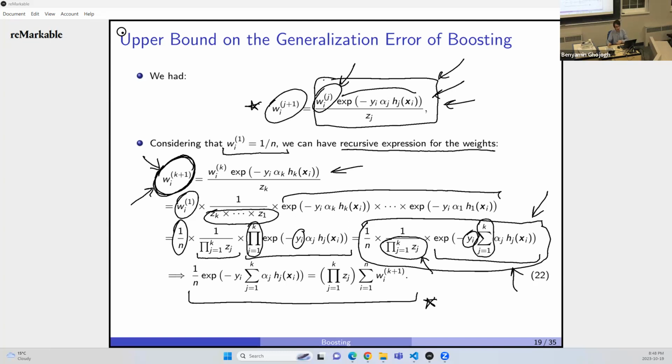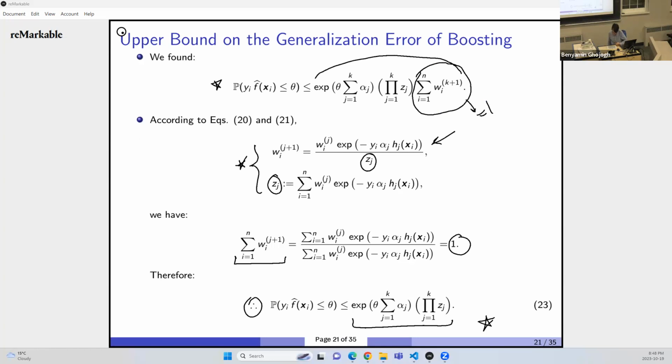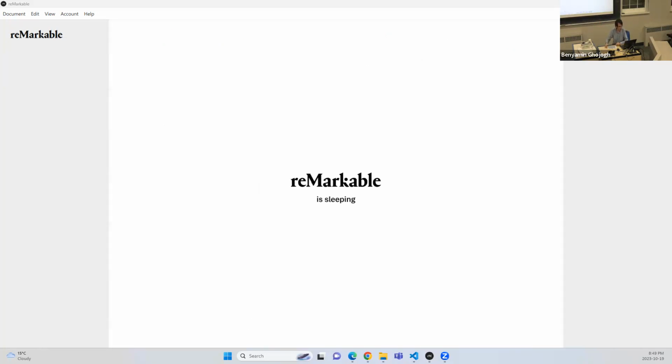Okay, so we said we are here. Where did we stop? Here, right? Here we found this upper bound. We simplified the upper bound on the generalization error of the boosting, AdaBoost. What happened?